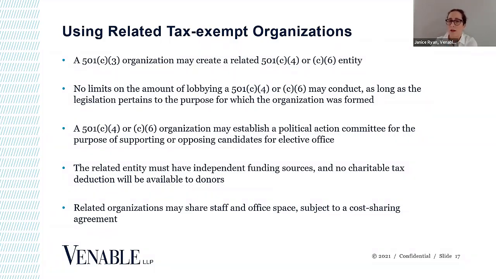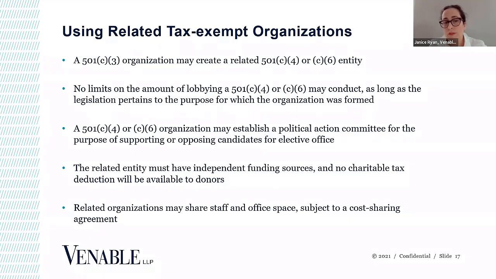So how does this all work together? Many of you may be representatives of affiliated organizations. A 501(c)(3) organization may create a related 501(c)(4) or 501(c)(6) entity. There are no limits, as I said, on the amount of lobbying that a C4 or a C6 may conduct. And the C4 or C6 may establish a political action committee for the purpose of supporting or opposing candidates for office or engage in political campaign activities directly to the extent that's permitted under applicable campaign finance law. This means that a 501(c)(3), a 501(c)(4), and/or a 501(c)(6) can work together to accomplish your advocacy goals while complying with the specific restrictions under the tax code that may apply to that particular organization.